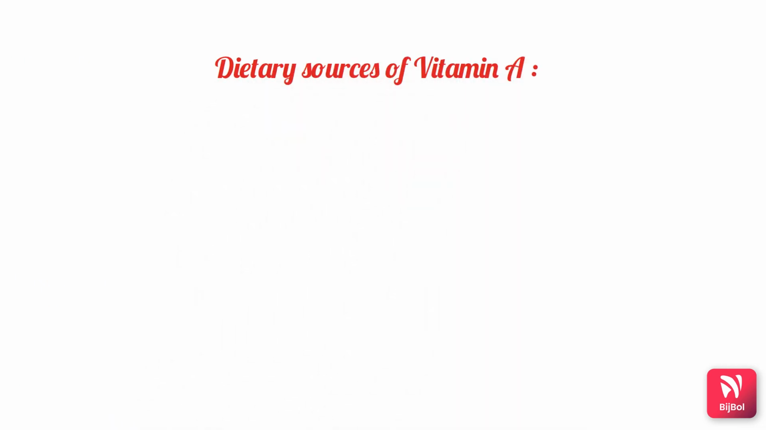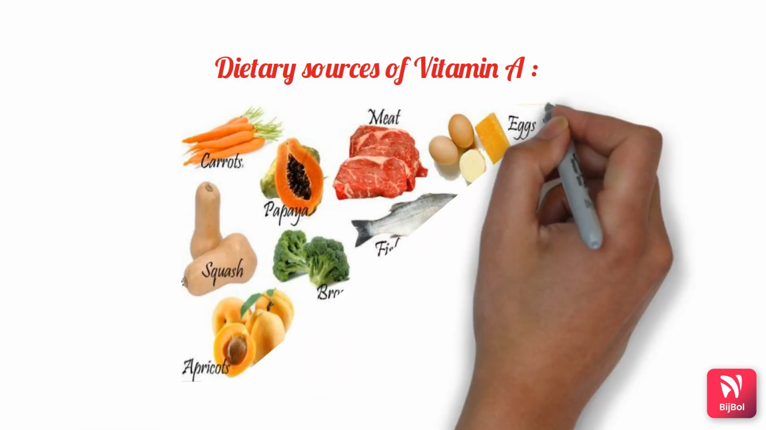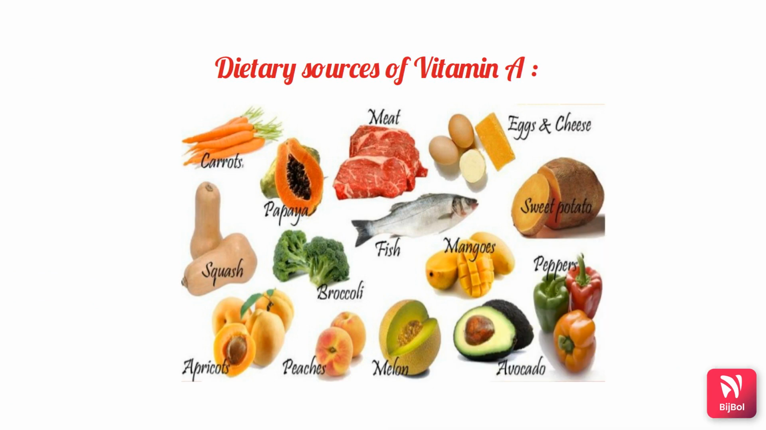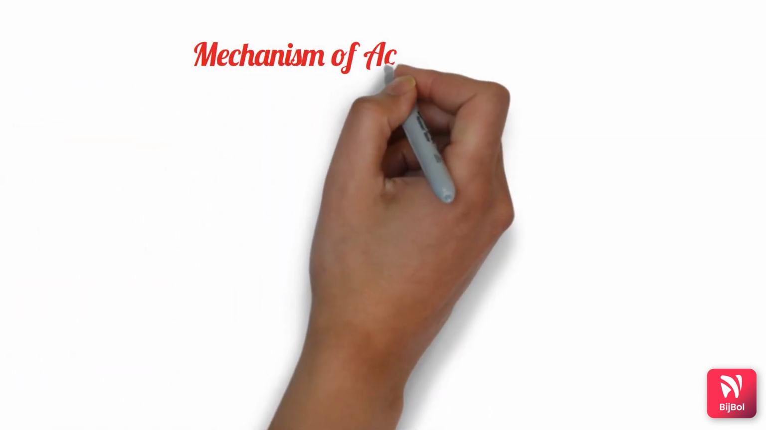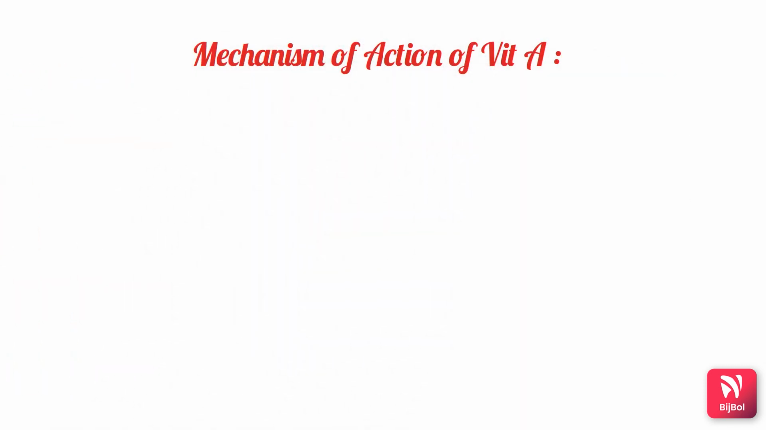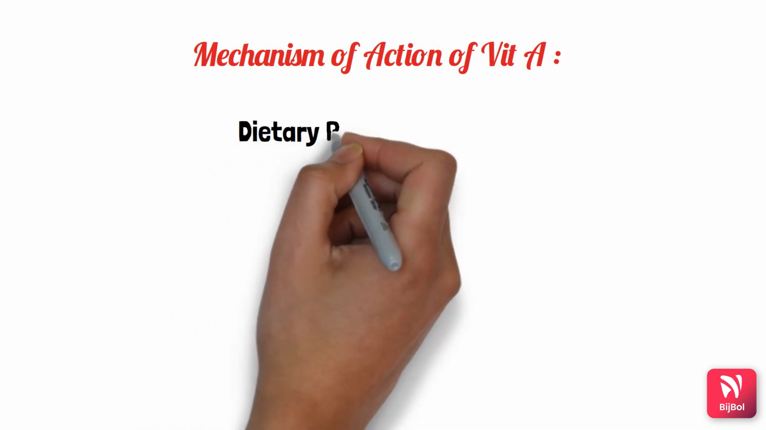Now let us discuss about dietary sources of vitamin A. It has got varied sources. Amongst them are carrots, squash, apricots, papaya, meat, eggs and cheese, sweet potato, fish, mangoes, broccoli, melon, avocado and peppers. Now let's discuss about mechanism of action of vitamin A in detail.